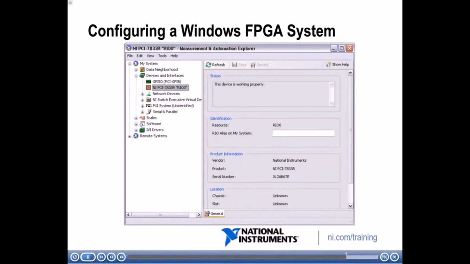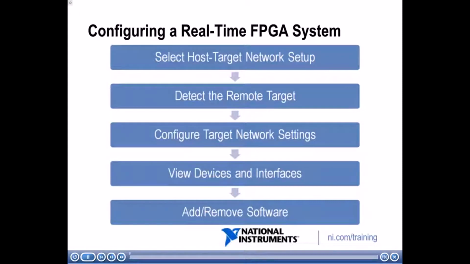Now you can configure a Windows FPGA system. Next, we will select the host target network setup for a real-time FPGA system. In the previous section, we configured a Windows FPGA system. By the end of this module, you will be able to select the host target network setup for a real-time FPGA system.